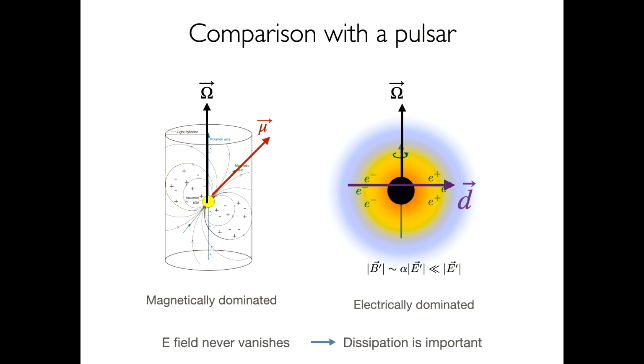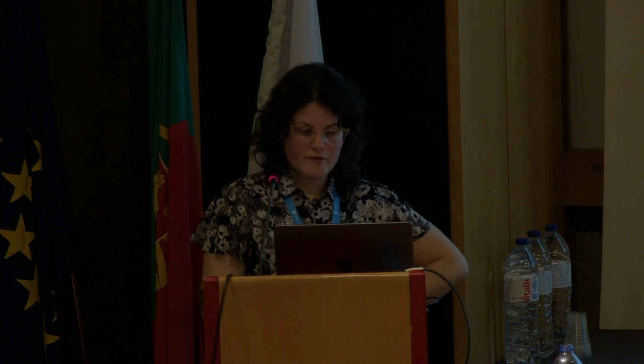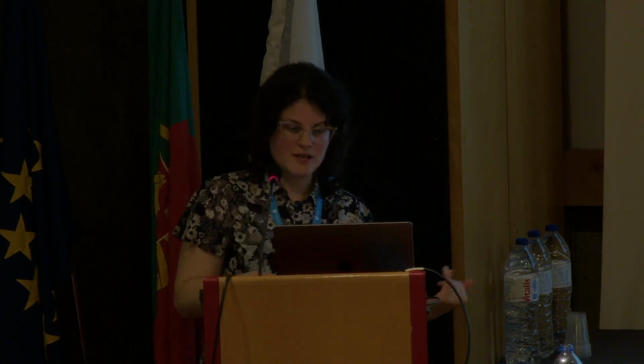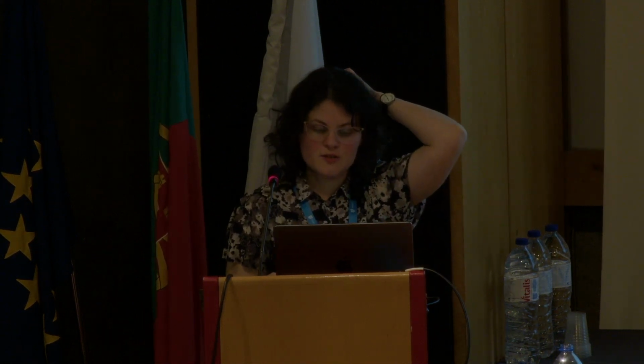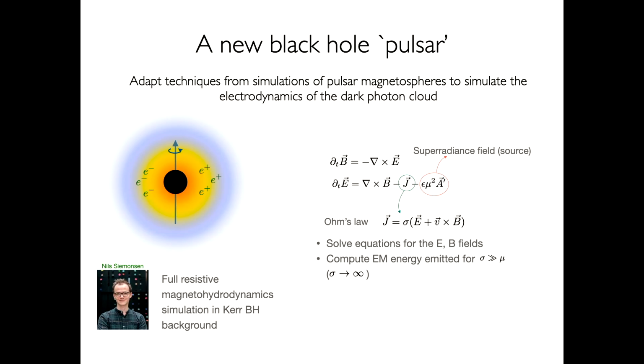So let me just skip some of the details, because I want to show you the signatures, but I'm happy to talk about it more. If you adapt techniques from simulations of pulsar magnetospheres, which is what Nils, who's a student at Perimeter Institute, was amazingly able to implement. He did a full resistive magnetohydrodynamic simulation in a curved black hole background to track all of the evolution of the electric and magnetic fields to see the energy losses.